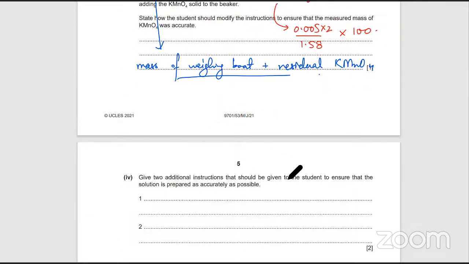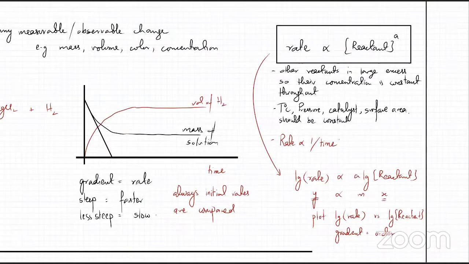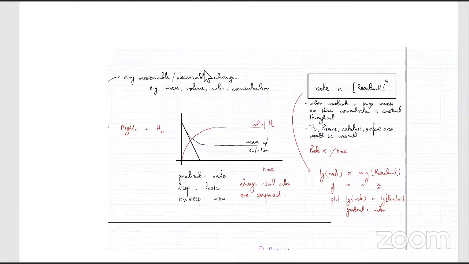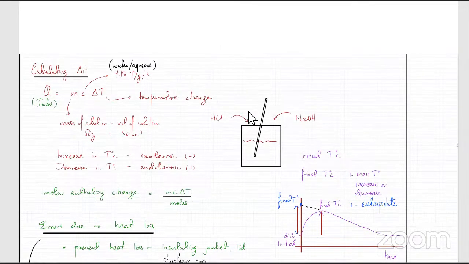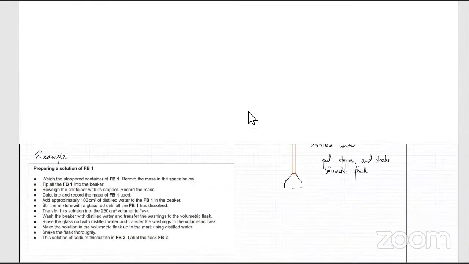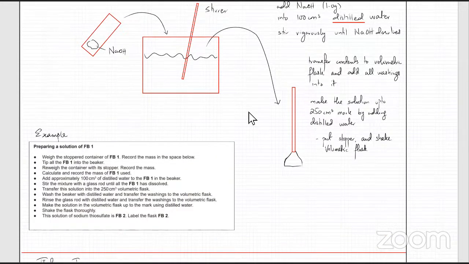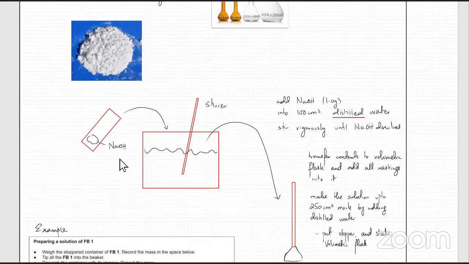Give two additional instructions that should be given to the student to ensure that the solution is prepared as accurately as possible. Solution, अच्छा solution बनाते किस तरह पहले वो इधर से पता लगा लेते हैं कि how do you make a solution. वो जो KMnO4 का 1.58 gram solution नहीं था 500 cm cube. So how do you actually make a solution? यहाँ पे वो पूरी instructions है. Solution किस तरह बनाते हैं? You take 1.58 grams KMnO4, right? Once you've taken that 1.58 grams KMnO4, you put it in distilled water, you stir it.